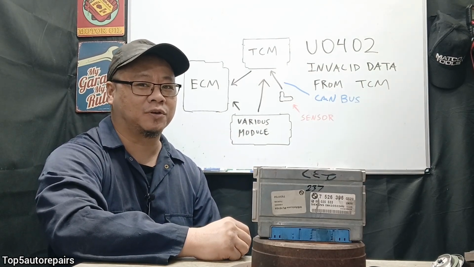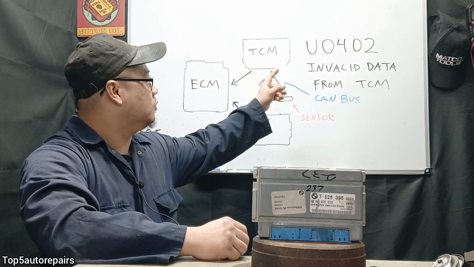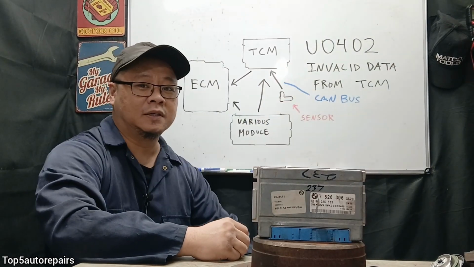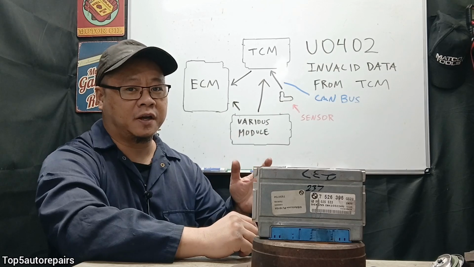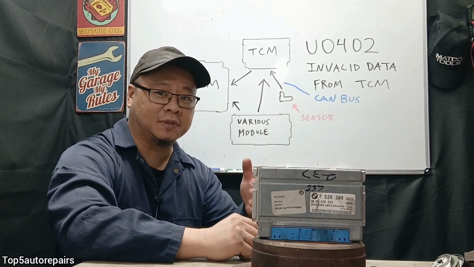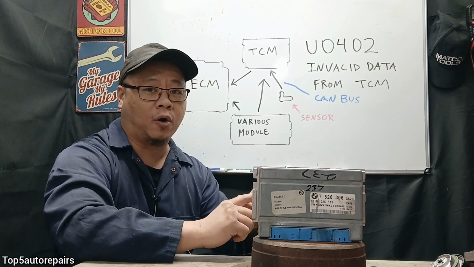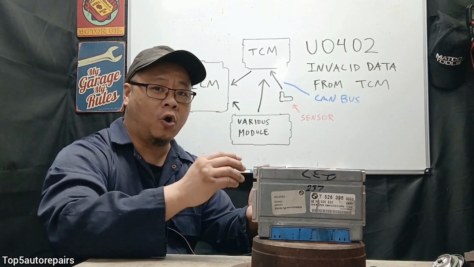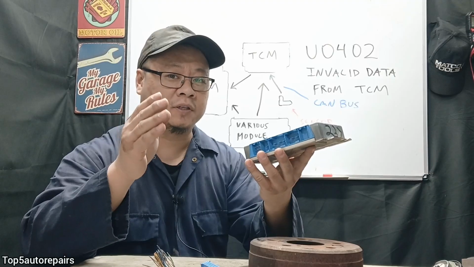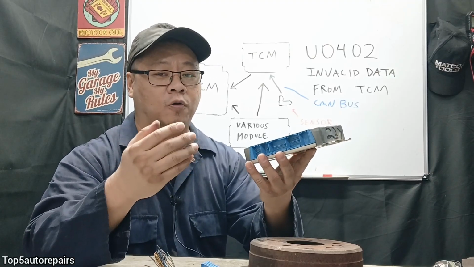Today's topic, I'm going to show you guys how to fix U0402 invalid data from TCM. If you're getting U0402, it's because the TCM is not receiving proper data, or it is not receiving data at all, or it is receiving data it cannot trust. How does the data go corrupted or go missing?